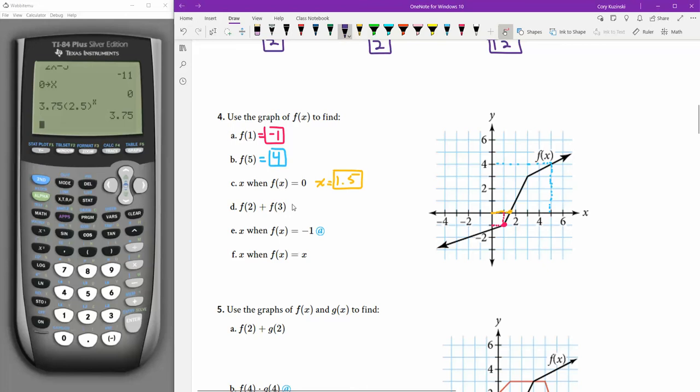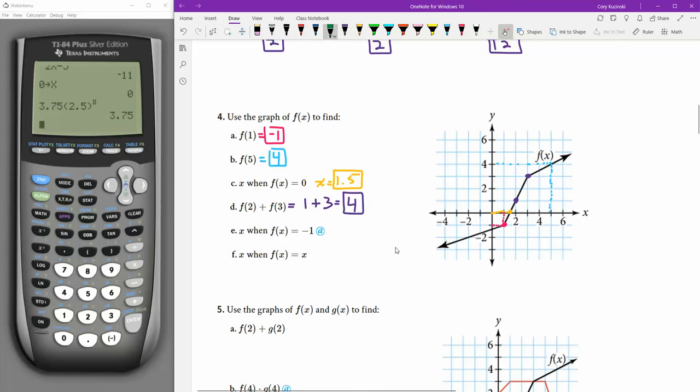f of 2 plus f of 3. All right, f of 2 is 1. And f of 3 is 3. So together they make 4.